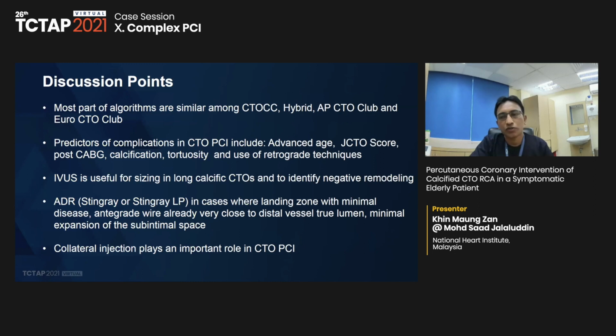IVUS is again very useful in sizing for long calcific CTOs and also to identify negative remodeling. ADR we use in cases where the landing zone has minimal disease, and of course the antegrade wire is very close to the distal vessel lumen, and there is minimal expansion of the subintimal space. Collateral injections play an important role for CTO PCI.